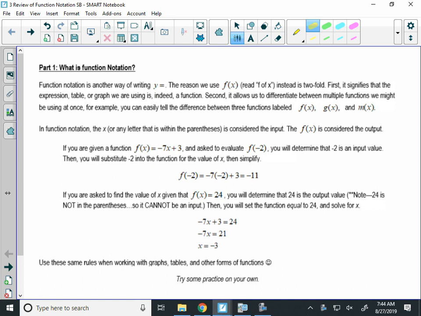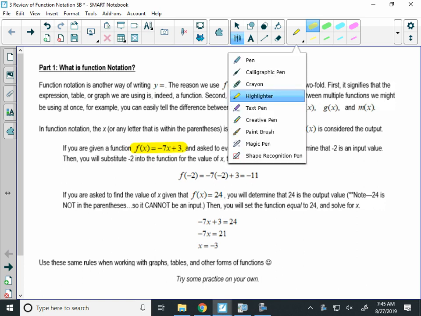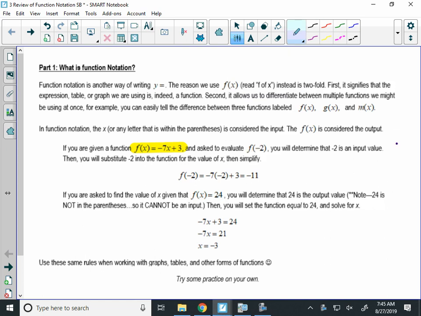So for example, we're given a function here, f of x equals negative 7x plus 3. Now, when I look at that function, I'm asked to evaluate f of negative 2. Now that negative 2 is inside the parentheses. Notice here when I look at f of x, inside the parentheses is the variable x. So that means the negative 2 is an x value. So when you evaluate this function, I'm going to take that negative 2 and put it in where the x would be in the equation.